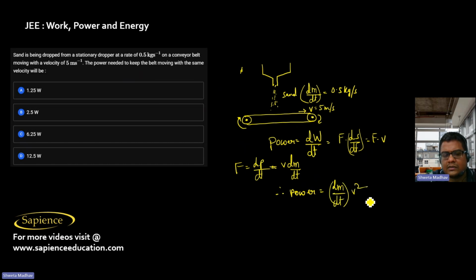So that is into v square, so v square, v is 5. So 5 into 5 into dm by dt, that is 0.5. So this much watt. So it will be 25 by 2, so it is 12.5 watt. Option D is the correct answer.